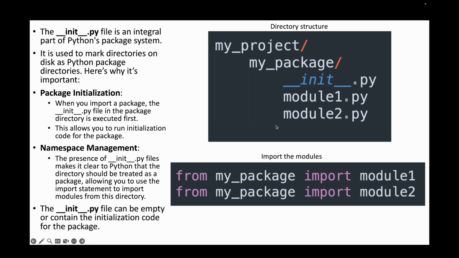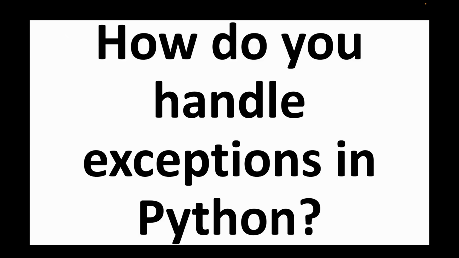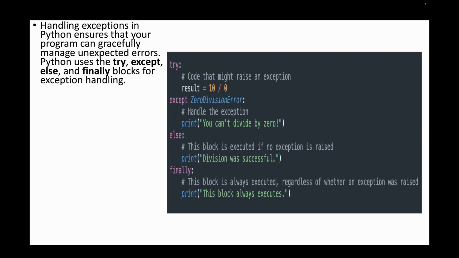So the init file can be empty, or it can contain the initialization code for your package. The next question we have is, how do you handle exceptions in Python? So for this, we can make use of try blocks. Handling exceptions in any programming language is very important, and this ensures that your programs can gracefully manage any unexpected errors that we might encounter. So in Python, we can make use of the try block. So we have the try, we have except, we have else, and then we have the finally block.